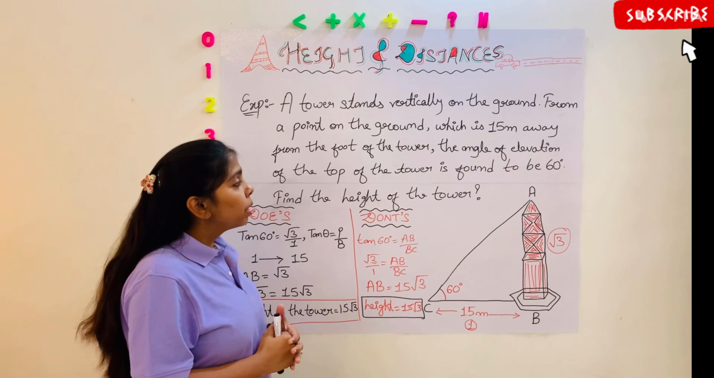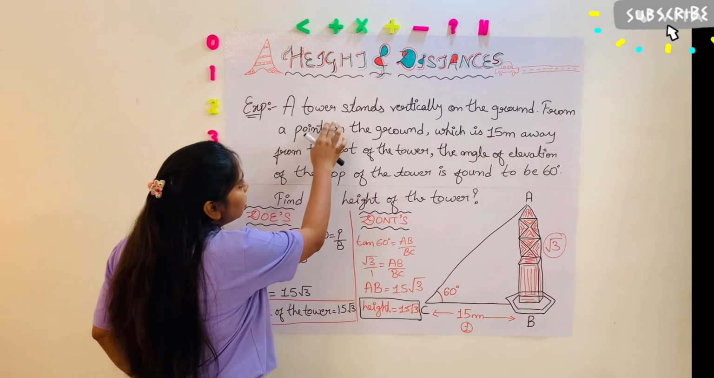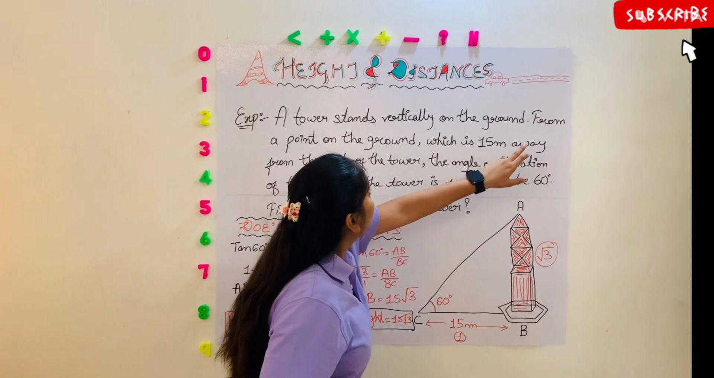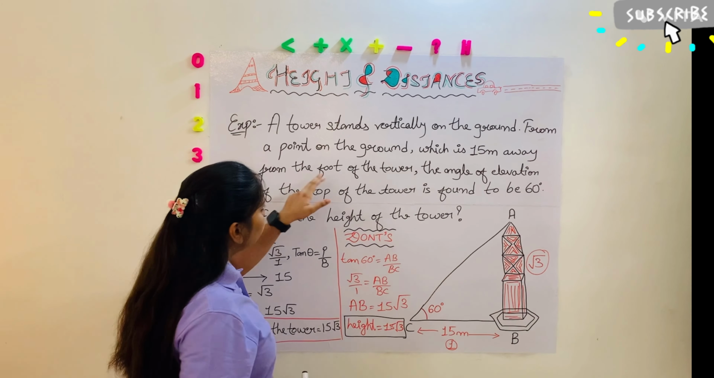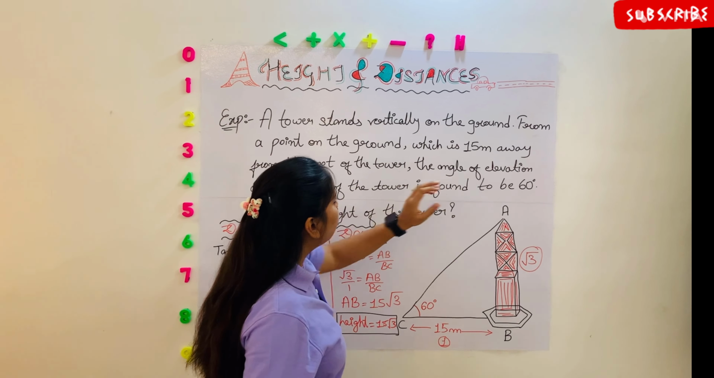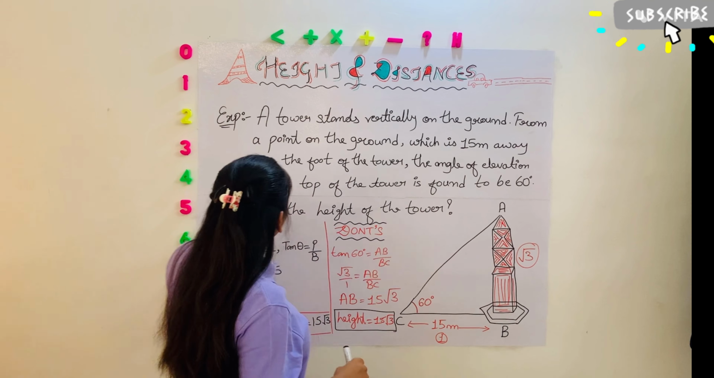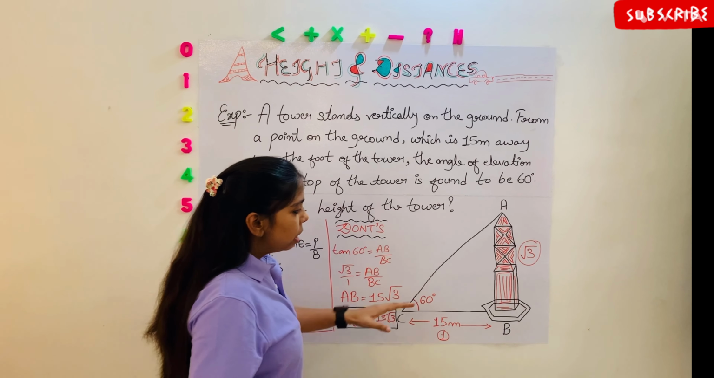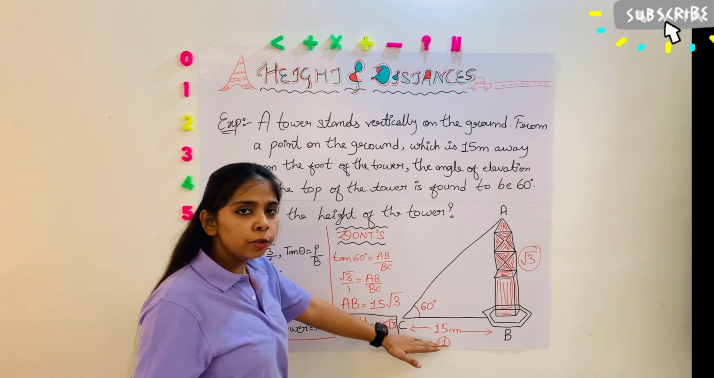So let's take one example to understand the concept. A tower stands vertically on the ground. From a point on the ground which is 15 meters away from the foot of the tower, the angle of elevation of the top of the tower is found to be 60 degrees. Find the height of the tower. This is a tower, the angle is 60 degrees and the base is 15 meters.